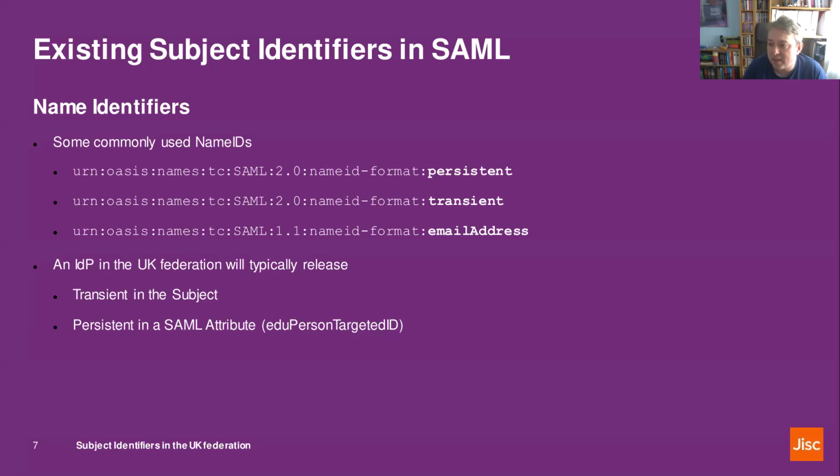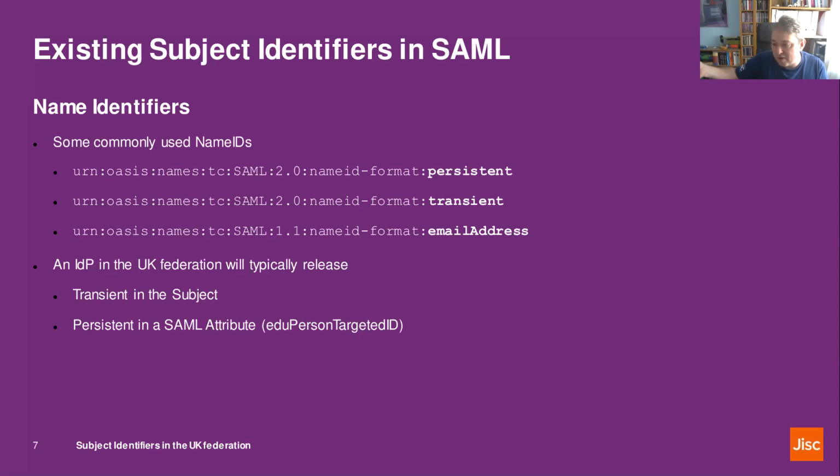So, existing subject identifiers in SAML. These do appear in the federation, but they're also used outside of the federation, typically in the subject of the SAML assertion. There are three formats that are typically used: persistent, transient, and email address. Persistent is effectively the same thing that we're using in the eduPersonTargetedID attribute.